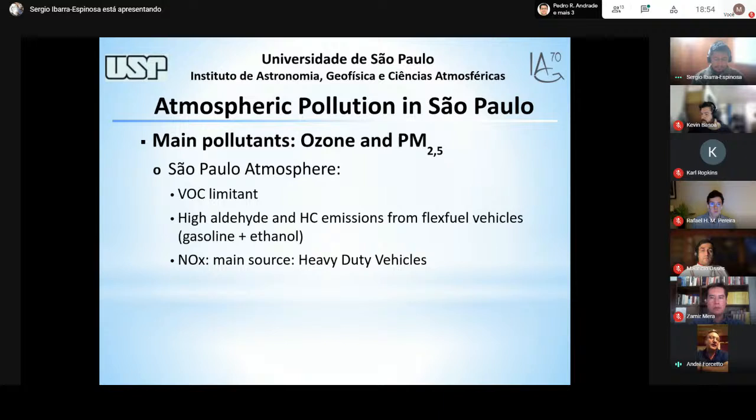And almost all cars and motorcycles are flex fuel cars or flex fuel motorcycles. When I say that, it means that the car or the motorcycle is able to burn ethanol or gasoline, petrol, in any proportion of mixture, okay? And Brazilian gasoline contains almost one quarter ethanol, about 20 to 25, 27% ethanol. So the aldehyde level in our atmosphere is very high. Okay, let's go, next one.